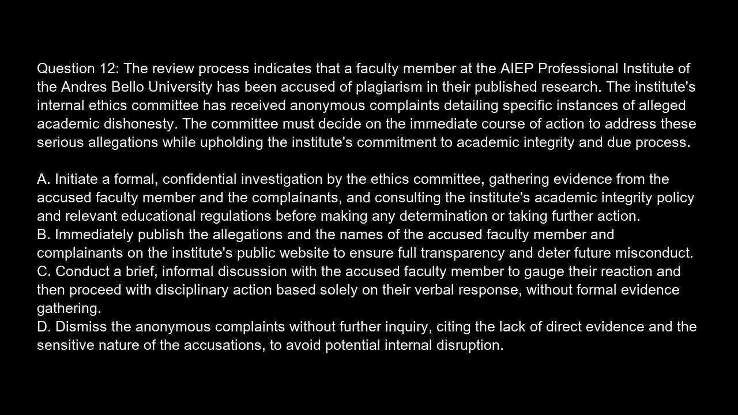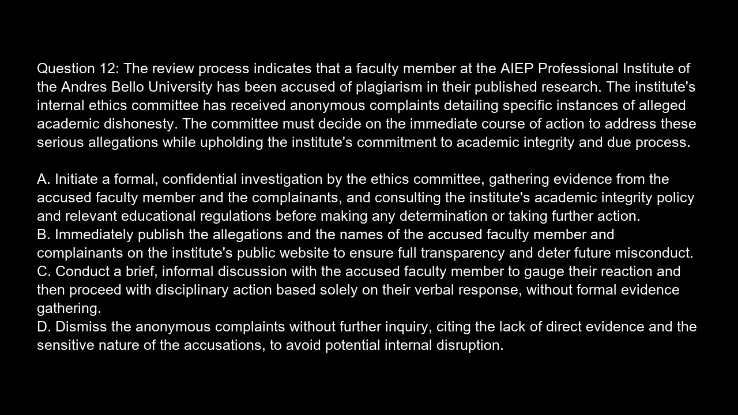Question 12. The review process indicates that a faculty member at the AIEP Professional Institute of the Bello University has been accused of plagiarism in their published research. The Institute's Internal Ethics Committee has received anonymous complaints detailing specific instances of alleged academic dishonesty. The committee must decide on the immediate course of action to address these serious allegations while upholding the Institute's commitment to academic integrity and due process.